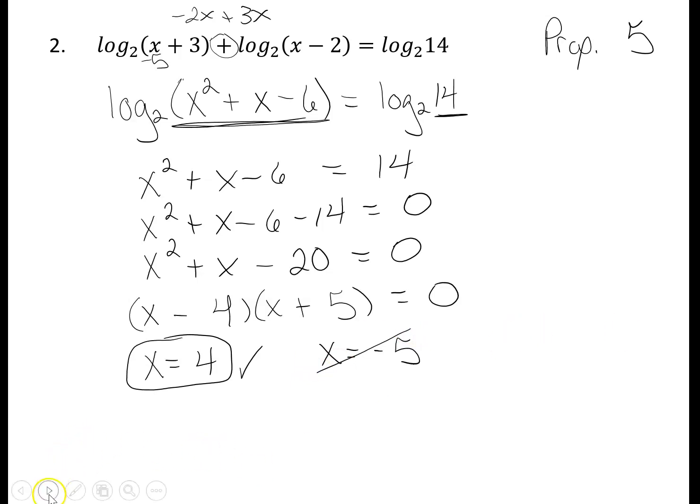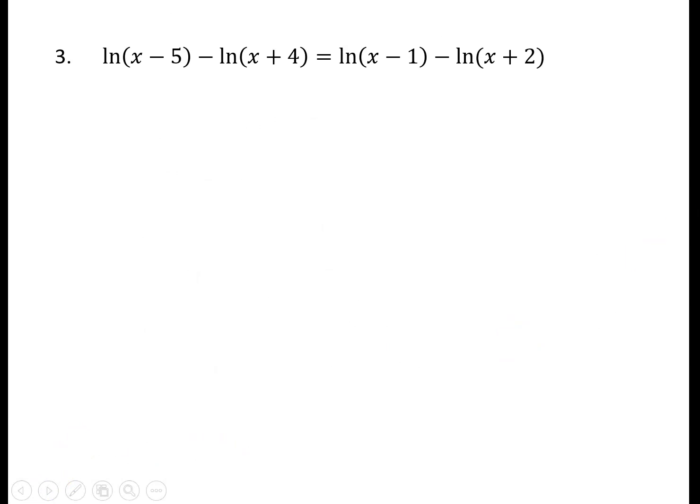Okay, we'll do one more of this kind. And remember, the reason we're able to do it this way is because every term is a log term. Look at number 3. Log, log, log, log. We don't have any constants here. If you don't have any constants, you don't have to do the convert to exponential form step. And that's the step that normally causes students a hard time.